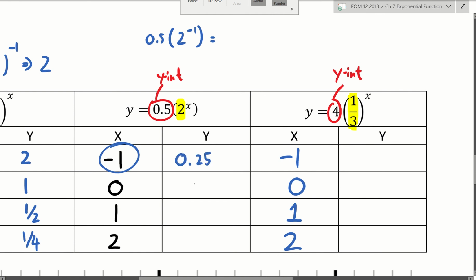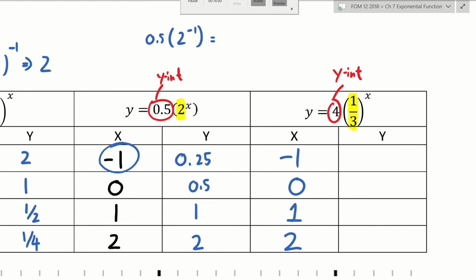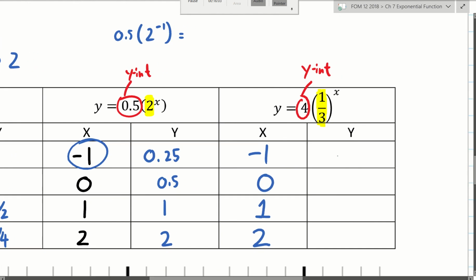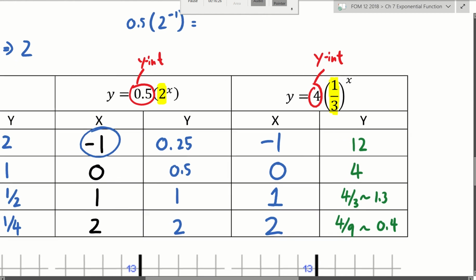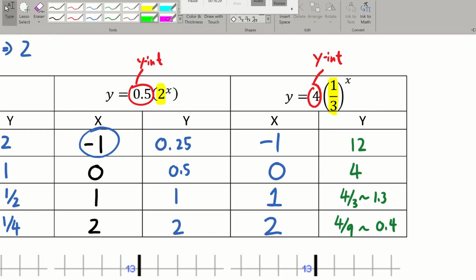So when x is 0, you get 0.5. When x is 1, you get a 1. And when x is 2, you get a 2. So again, you can check these numbers. Now I will do this one very quickly. When x is -1, this first one is actually 12. When x is 0, you get a 4. When x is 1, you get 4/3, which is approximately 1.3. And when x equals 2, you get 4/9, which is about 0.4. I think that confirms our guess earlier, right?